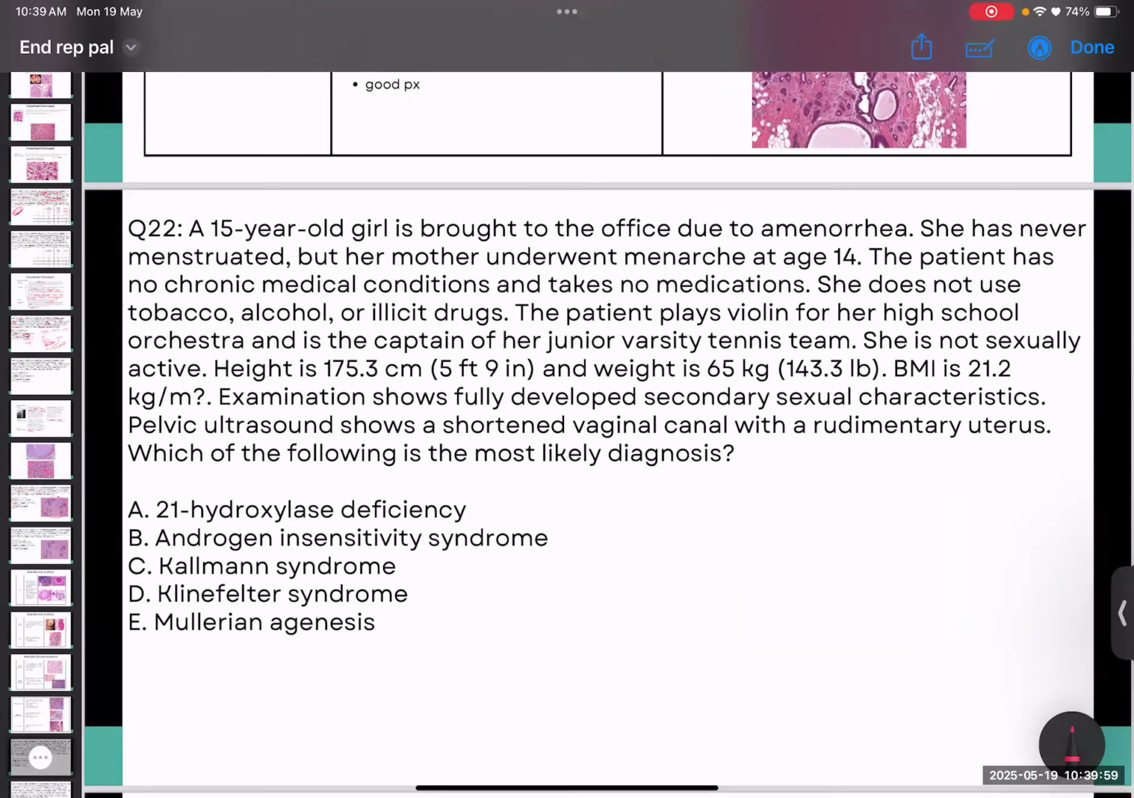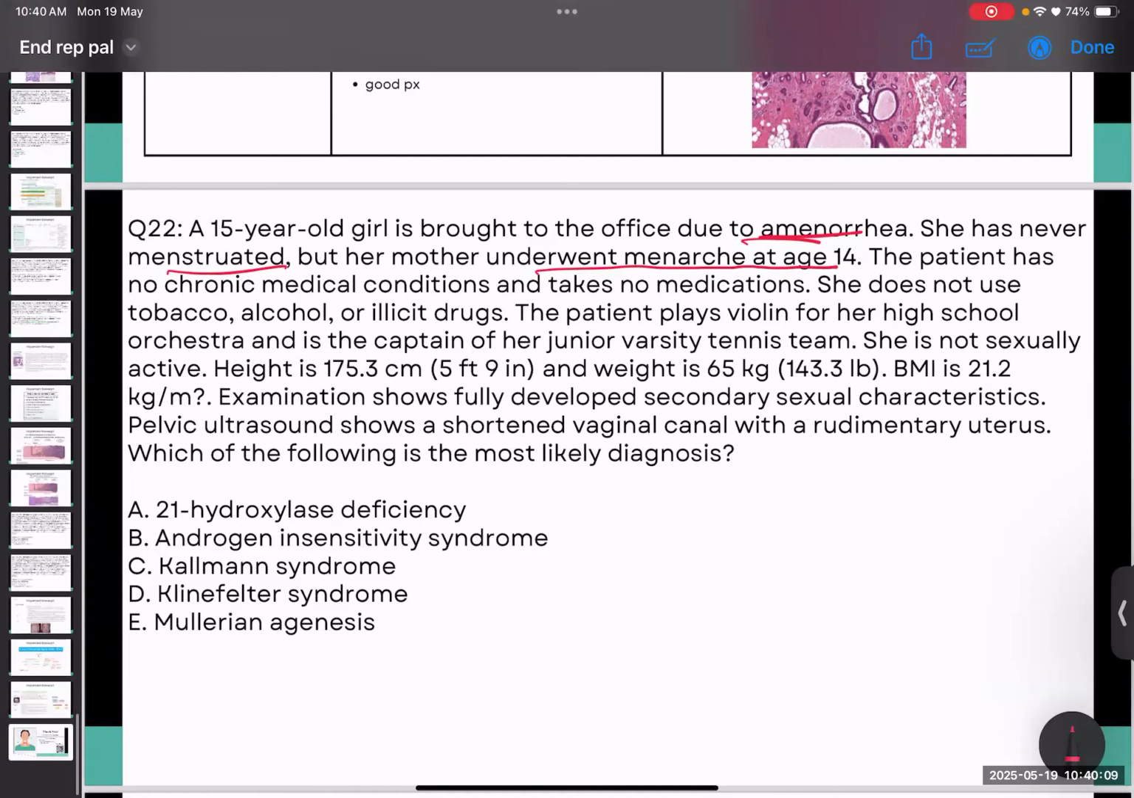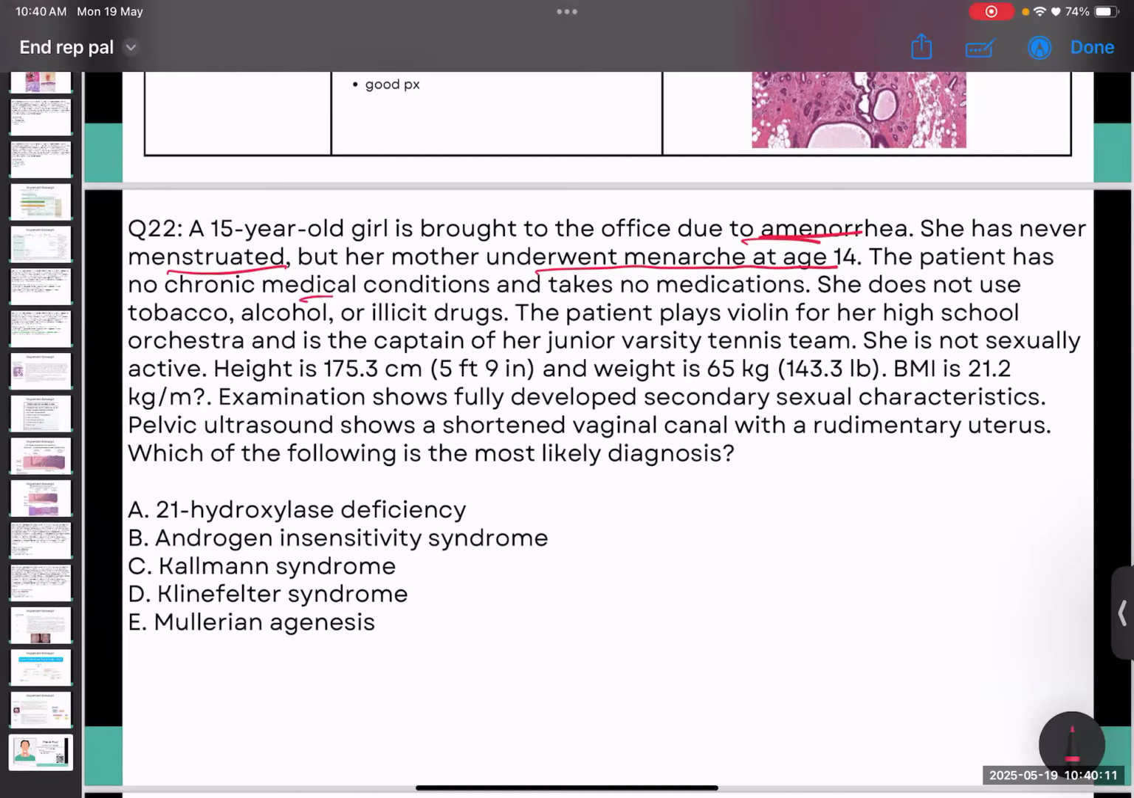So question number 22, we have a 15-year-old girl who's brought to the office because of amenorrhea. She's never menstruated, but her mother underwent menarche at the age of 14. The patient has no chronic medical conditions. She takes no medications. She does not use tobacco, alcohol, or illicit drugs. She plays violin for high school orchestra, captain of her junior varsity tennis team.